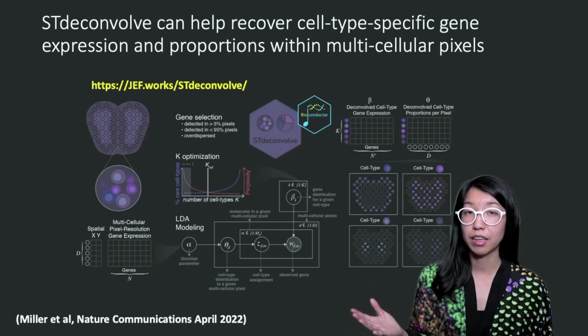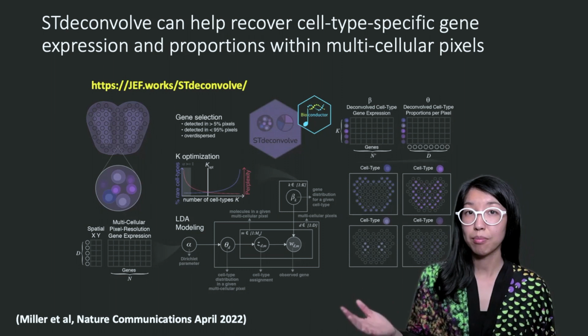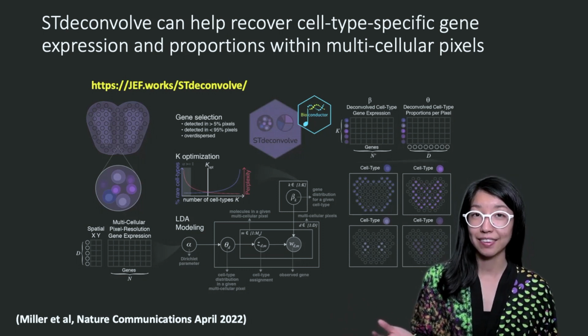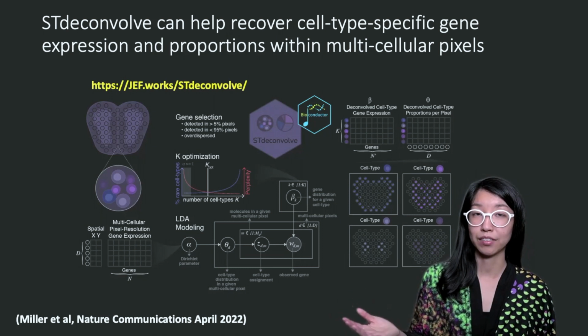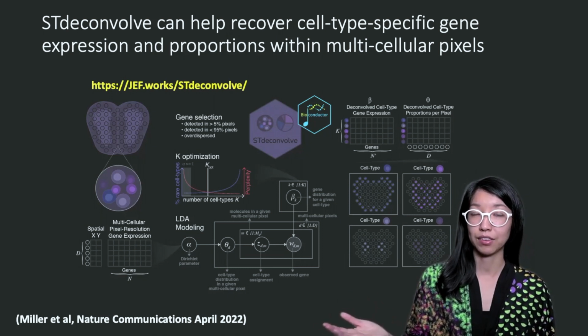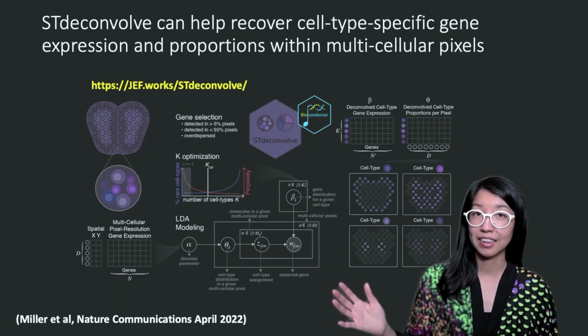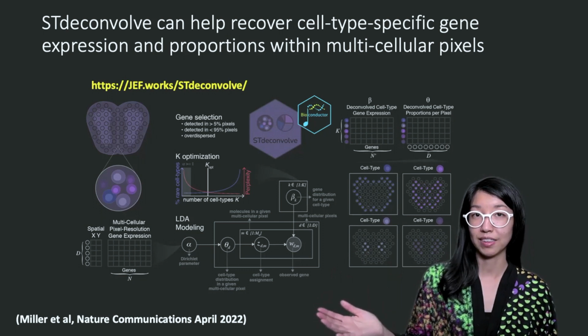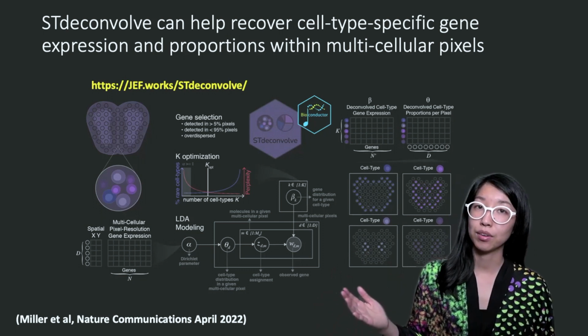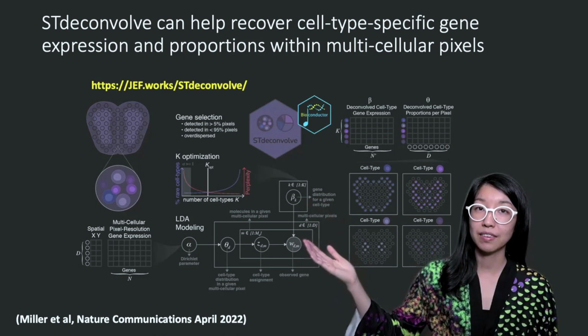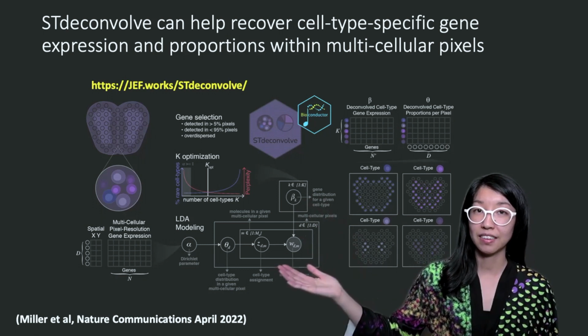So we sought to develop a computational method that could help us recover these cell type specific spatial organizational patterns and cell type specific gene expression profiles from multi-cellular pixel resolution spatially resolved transcriptomics datasets, all in a way that did not rely on external single cell transcriptomics references. So we developed an approach called STdeconvolve that was recently published in Nature Communications, and you can check out the paper for more details.